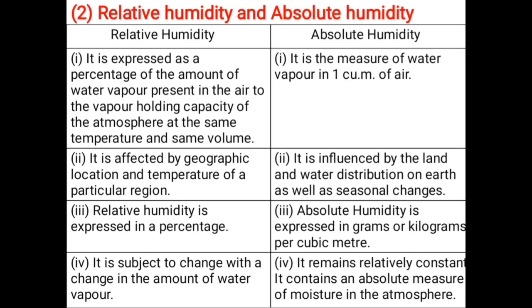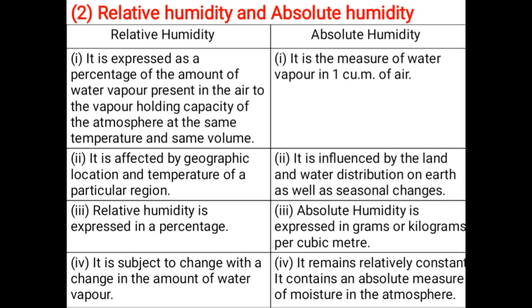It is expressed as a percentage of the amount of water vapor present in the air to the vapor holding capacity of the atmosphere at the same temperature and same volume. It is the measure of water vapor in 1 cubic meter of air. It is affected by geographic location and temperature of a particular region. It is influenced by the land and water distribution on Earth as well as seasonal changes.